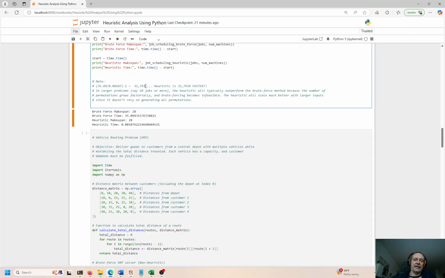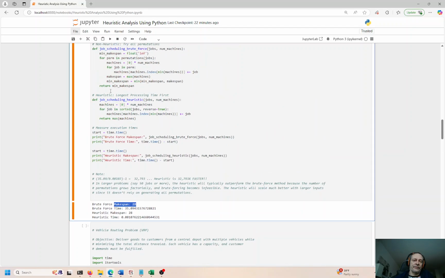If you can't comprehend that, just take a minute, ponder it, take a lap around your living room or your den, your office, wherever you are, and think about how much productivity gain that is. 32,793 times faster to do the heuristic approach, came up with the same answer, and the brute force method was slow and cumbersome because it has to look at every single permutation of every combination.